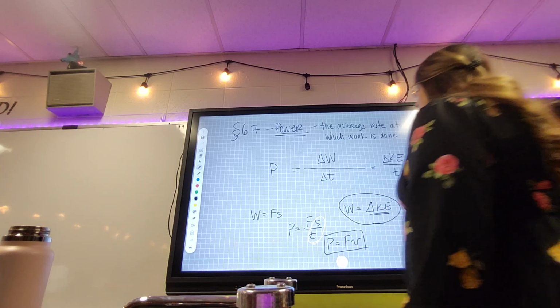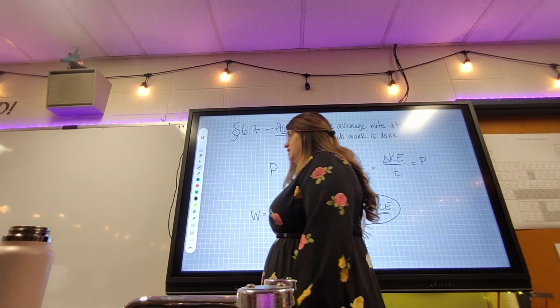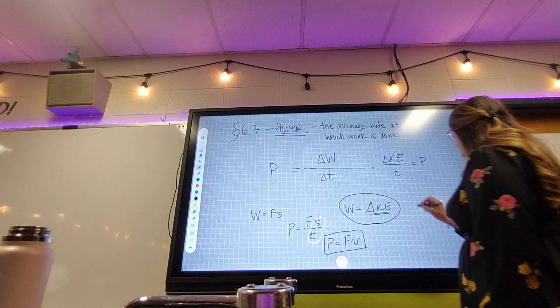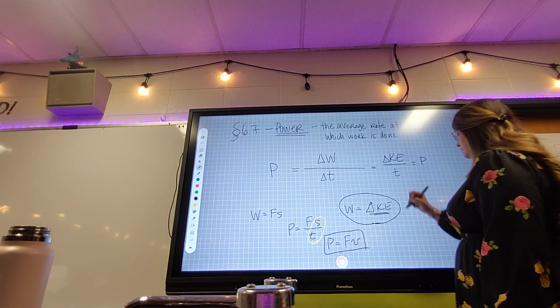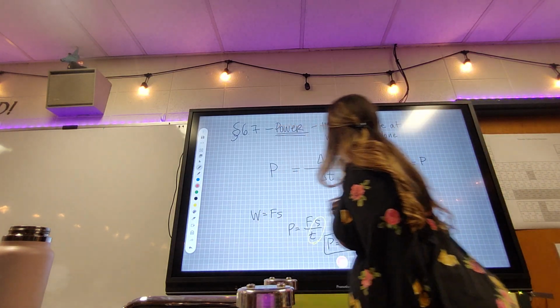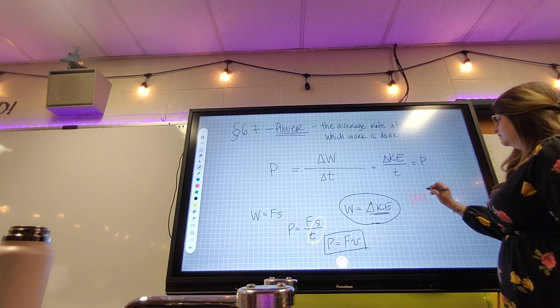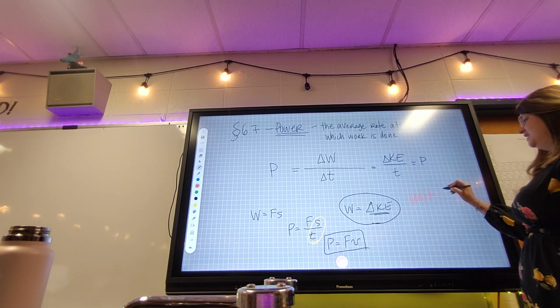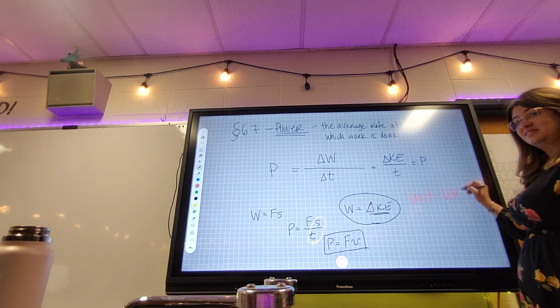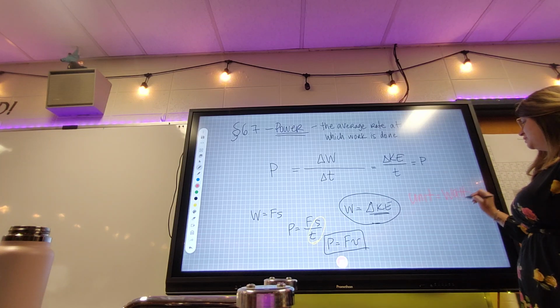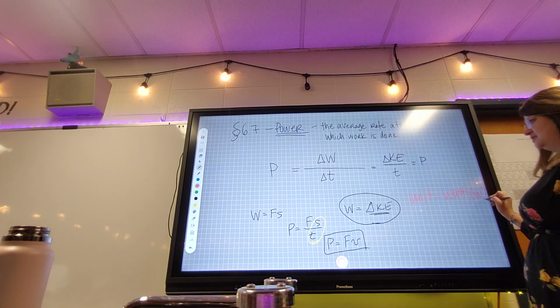Okay, now the trouble is that the SI unit for power, I'll use a different color here, maybe red. The unit for power is the watt, which is abbreviated W.